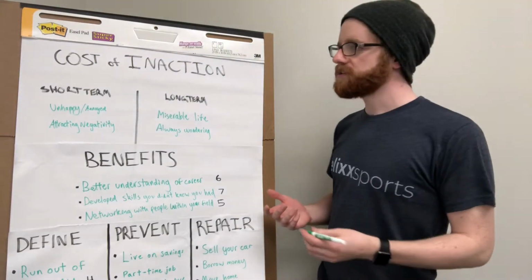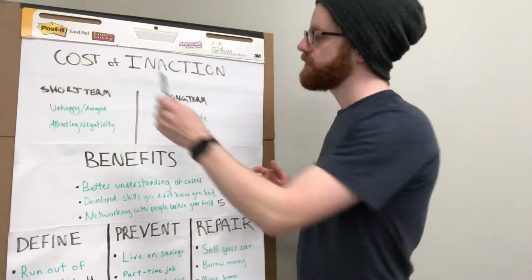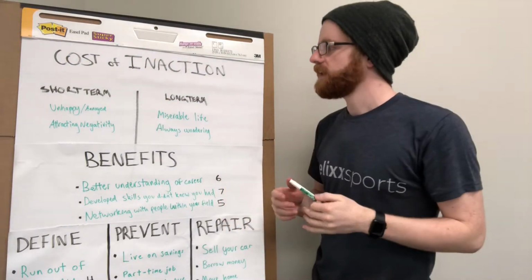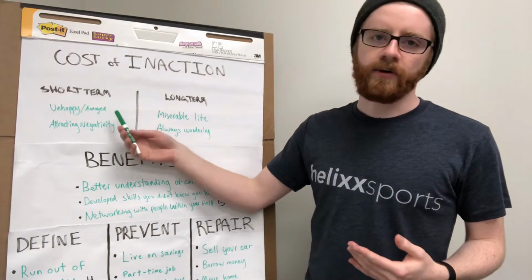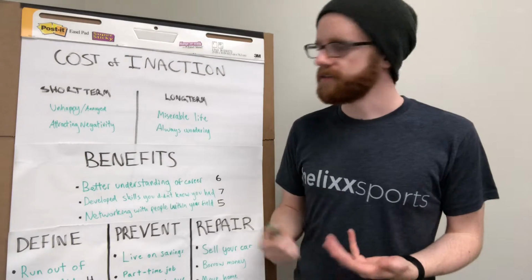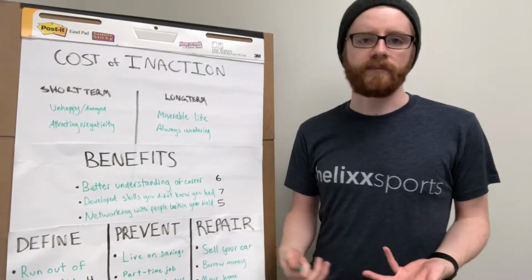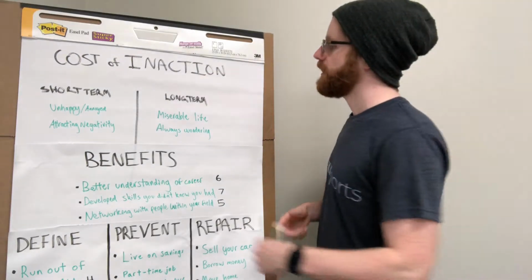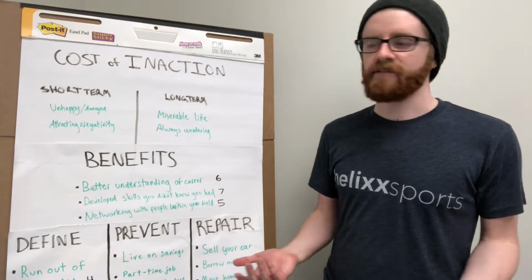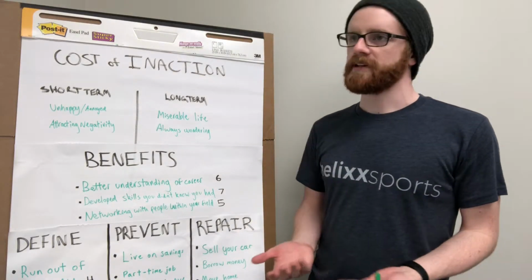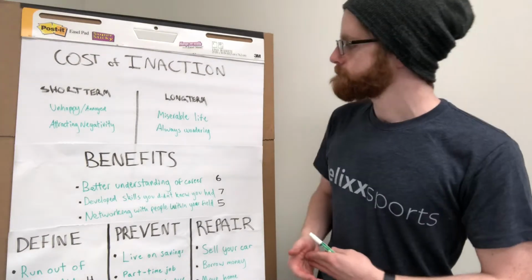And on the third page, we'll have the cost of inaction. Split this up into 2 columns, short-term and long-term costs. So just as examples, I wrote you might be unhappy and annoyed short-term. This is everyday, day-to-day. You're probably attracting negativity into your life. You're becoming a person that you don't want to become. And long term, the cost would just be a miserable life. You feel like you've wasted it, and you're always wondering what things could have been like.